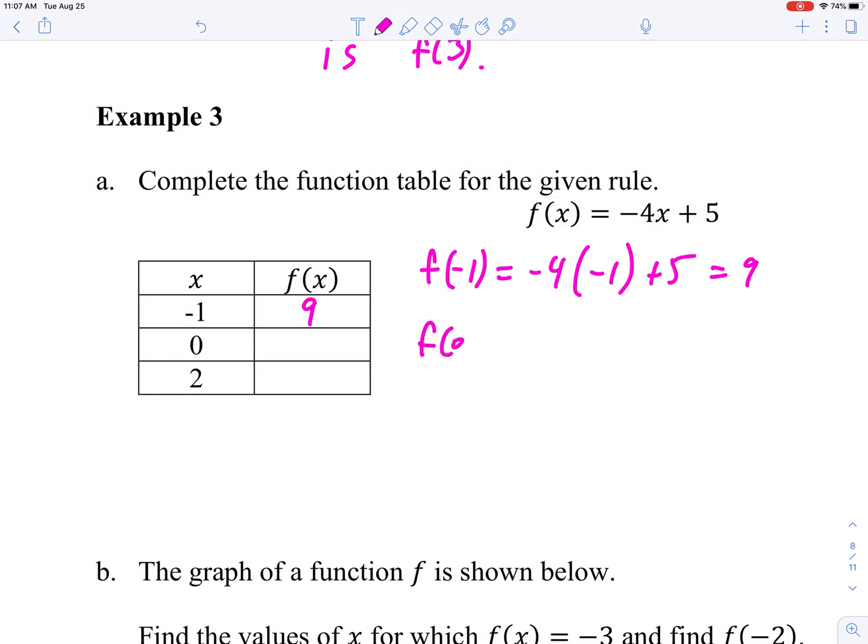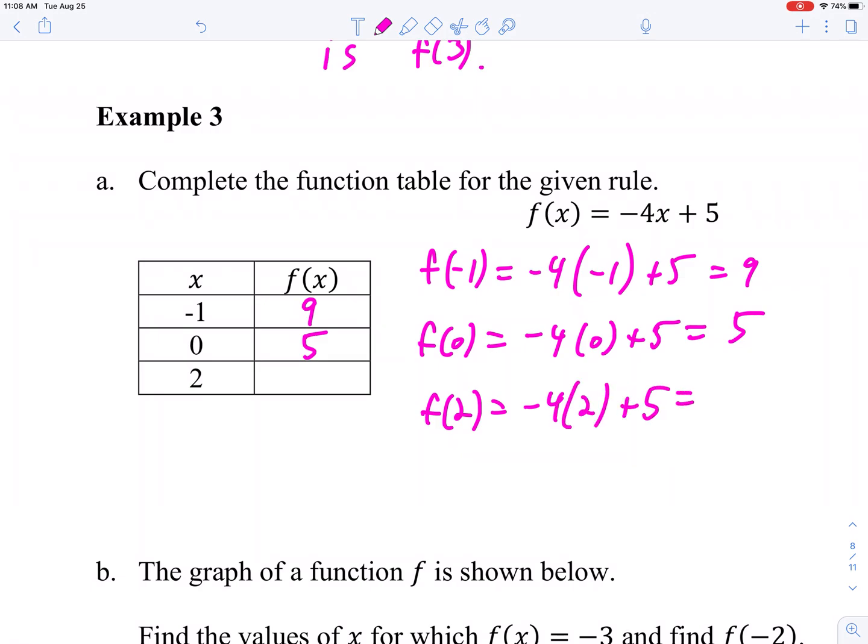Second one, they want f of 0. Well, that's nice. Wherever there's an x, it's automatically a 0, right? I'm going to write it out like this. You don't have to write it like that. I mean, you know anything times 0 is 0, right? So, of course, the answer is 5. And the last one, f of 2. Same thing, we're going to plug a 2 in wherever we see an x. That would be -8 plus 5, which should be -3. And there we go.